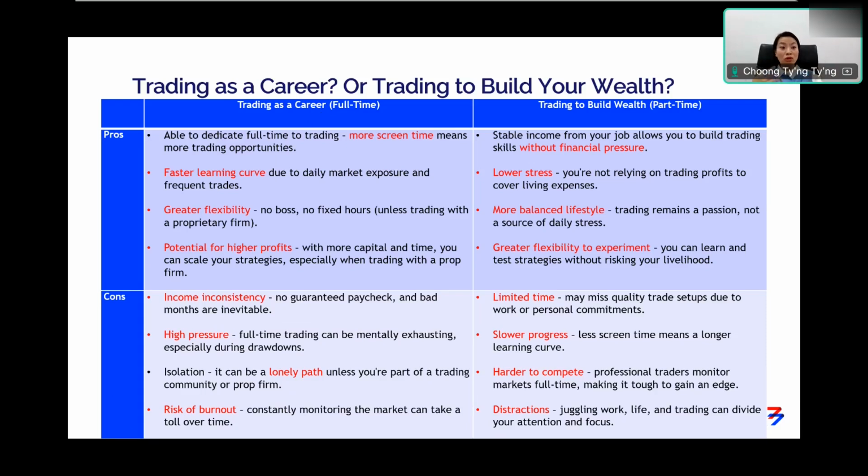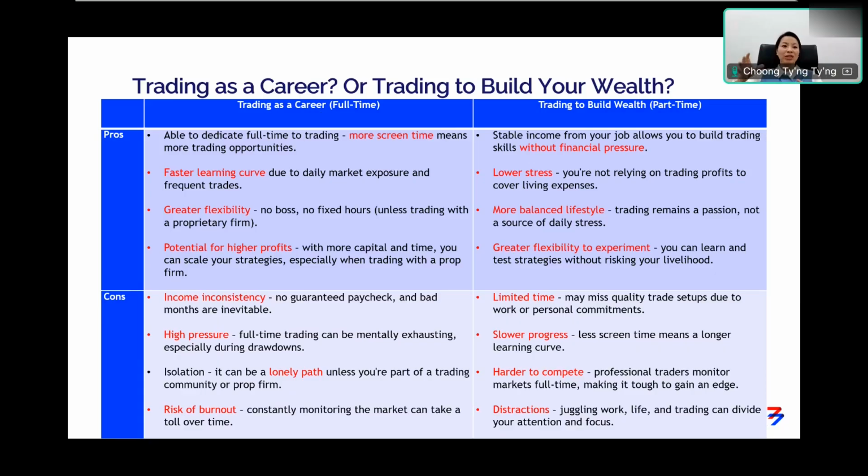And when you have more screen time, definitely you're going to have more trading opportunity. For example, if your system triggered 20 trading signals per day, and you have a full-time job, you might miss some of your trades because of your commitment to this full-time job.